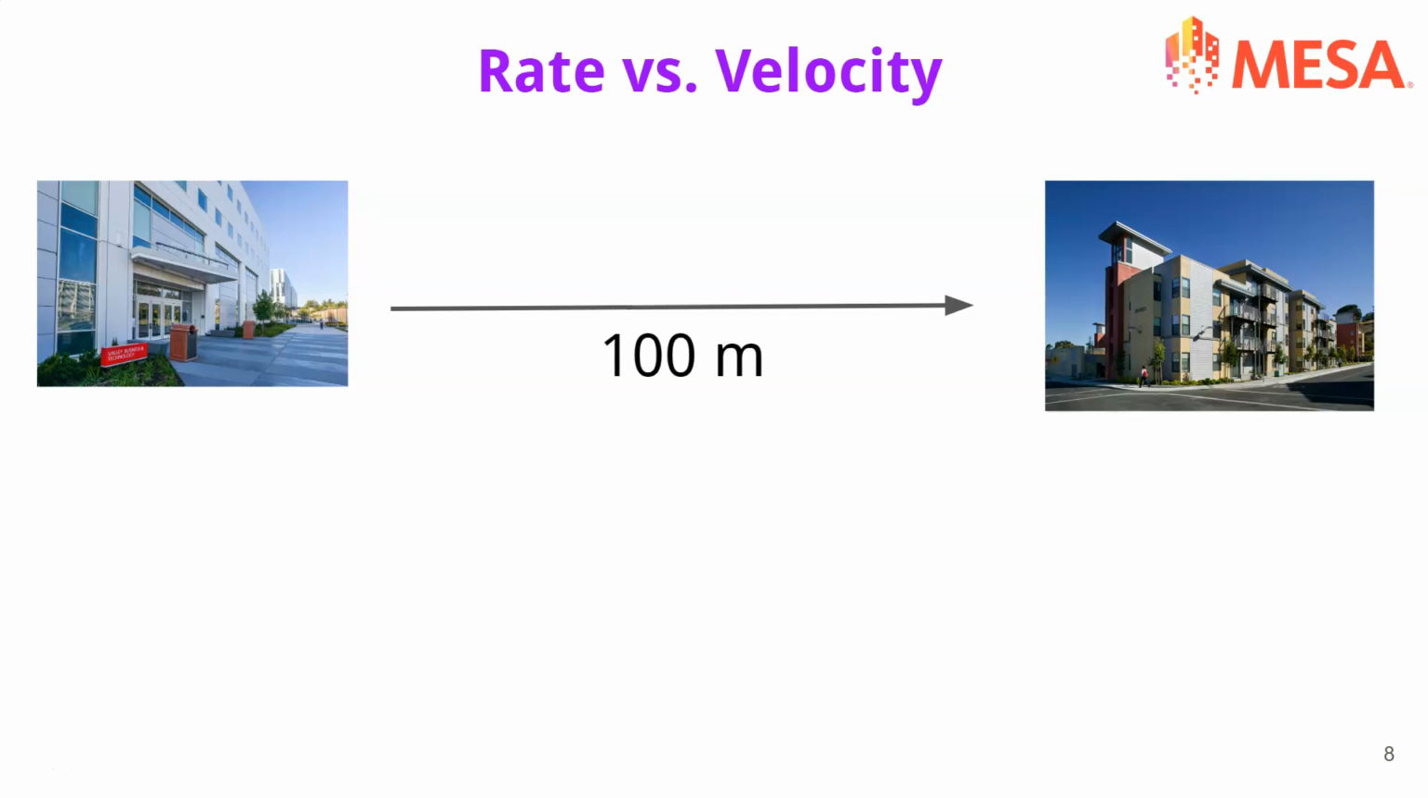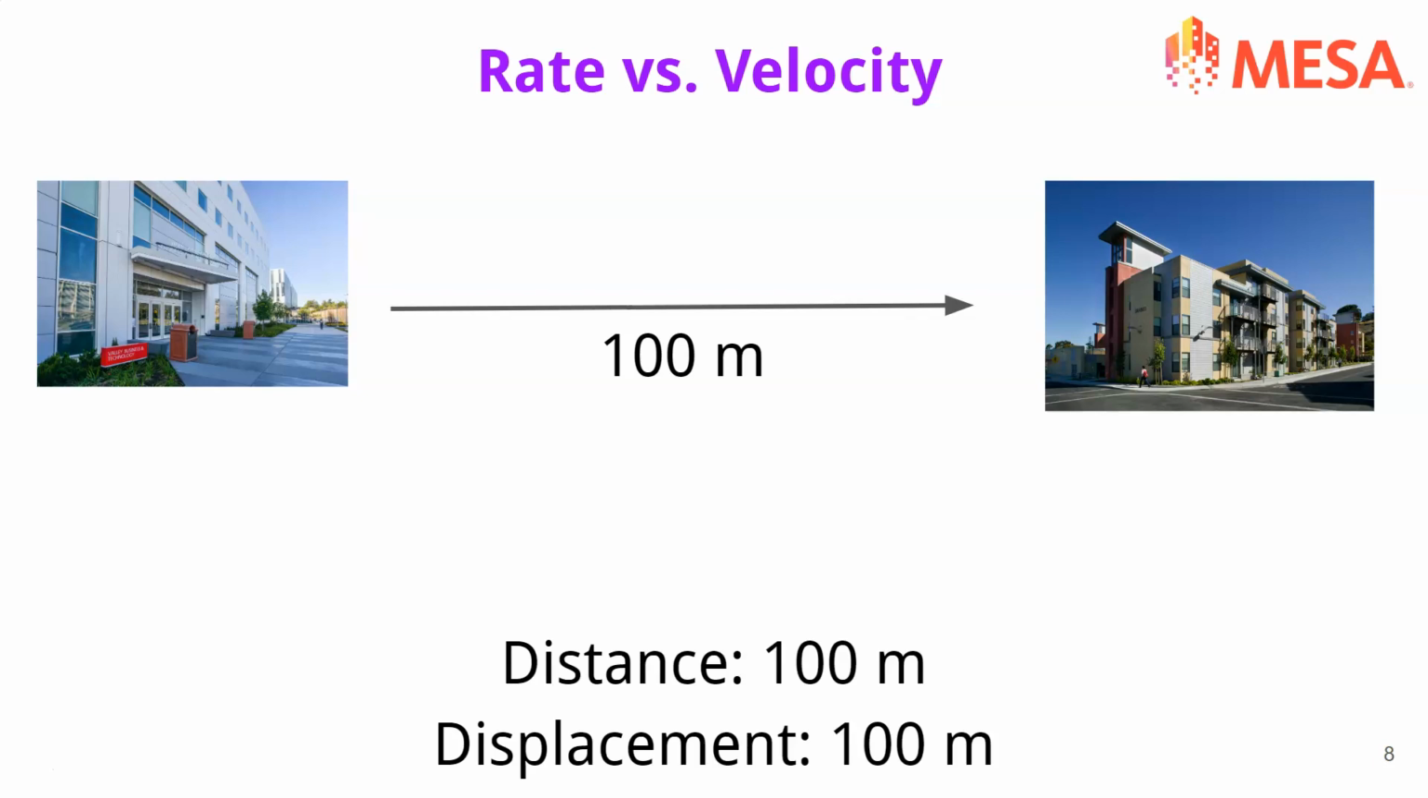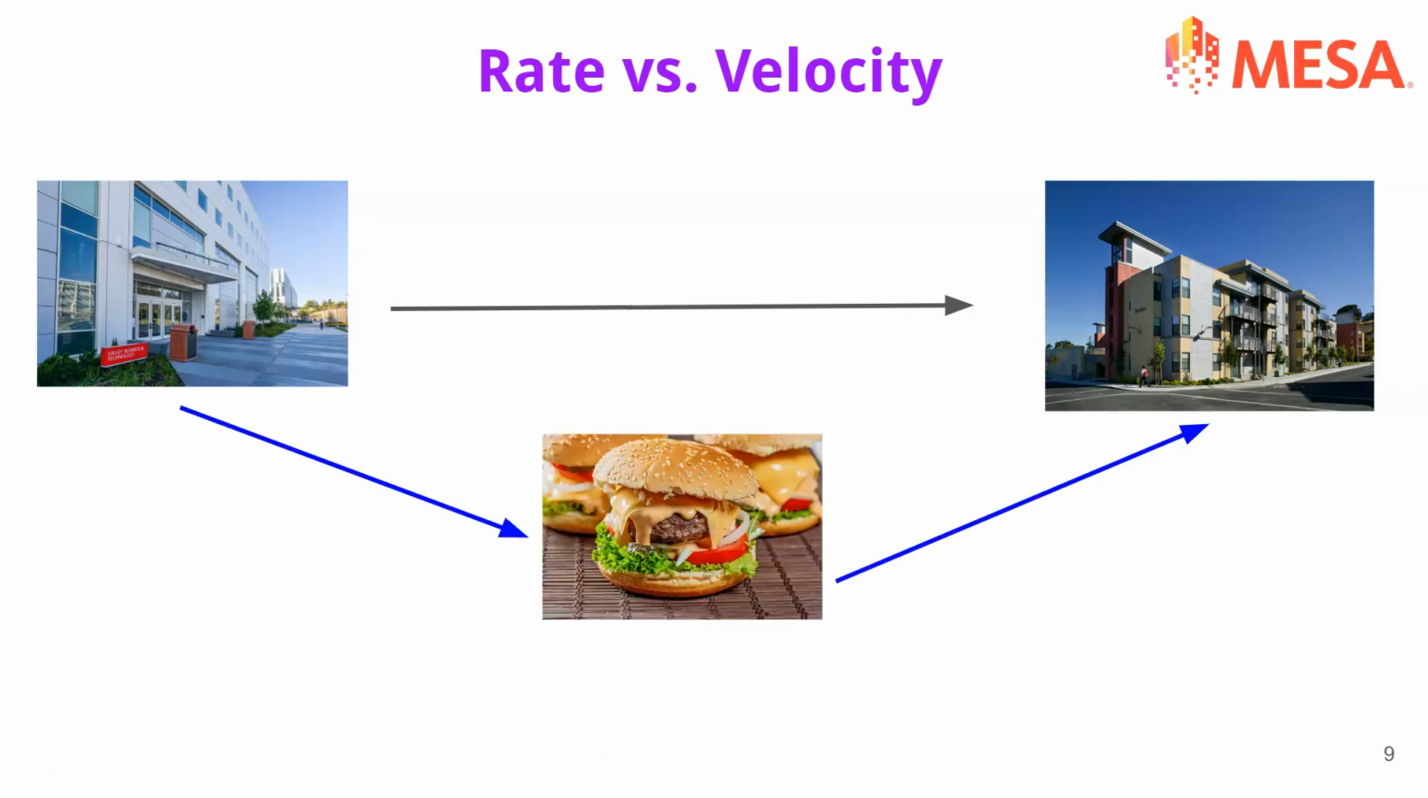So if the person were to walk straight from Valley Business Technology all the way to the dorms, you'll notice that the distance is 100 meters and the displacement, the place where the person went from start to finish, is also 100 meters. So that's pretty much the same thing there. Now, we have a slight variation.